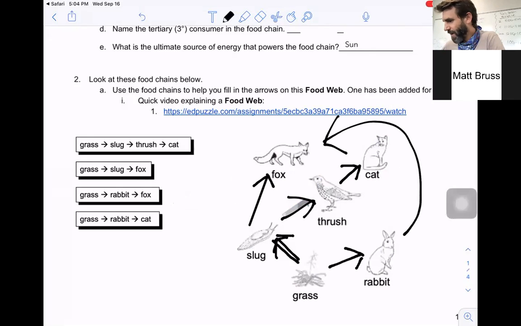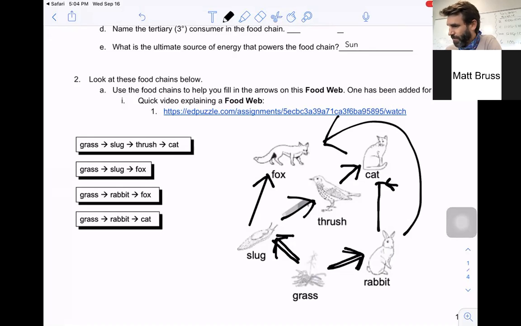And finally, we're on to our fourth food chain in this web, which is, again, grass to rabbit. Rabbits eat grass. But here we're bringing in the cat, which, in addition to eating a thrush, a bird, could hunt and eat a rabbit. And some of you maybe have seen that with your own cats.